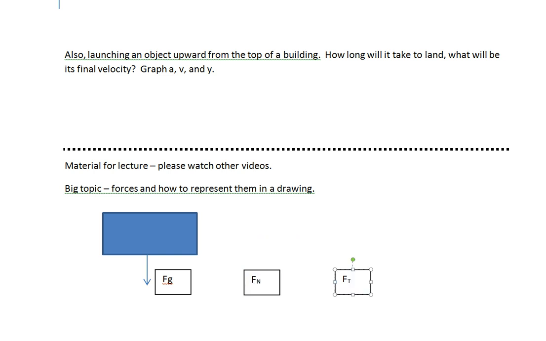This tension force is caused by a string; it's a pulling force. The normal force is caused by contact; it's a pushing force. And gravity is a pulling force caused by the Earth or another object acting on another object. We'll talk more about these specific forces soon, but I wanted to give you that little heads up.